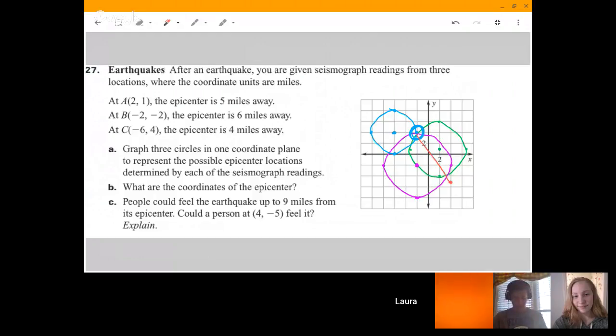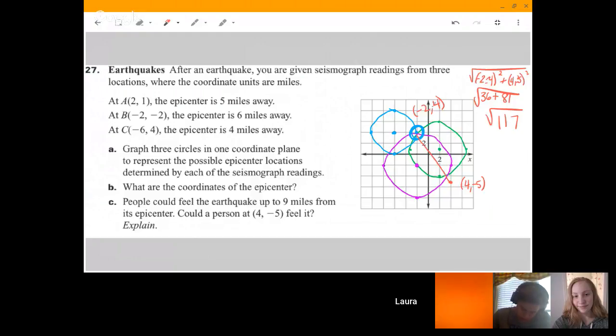And this is 4, -5. And that was -2, 4. So let's see. -2 minus 4 and 4 minus -5. -6 squared plus 9 squared. 117.